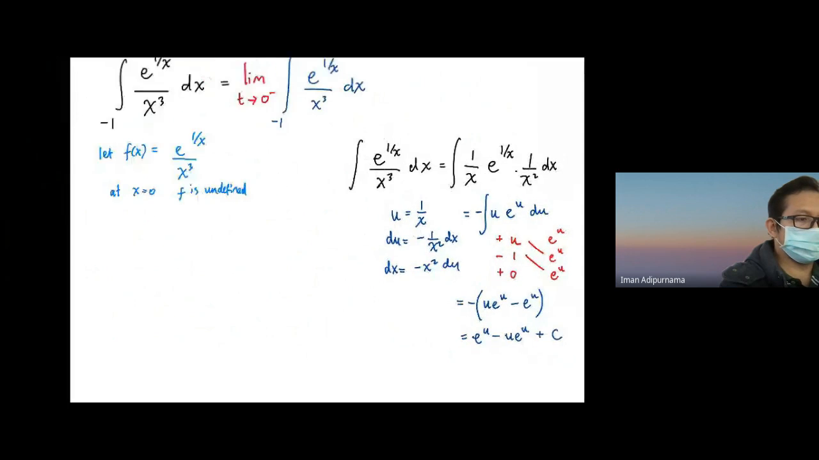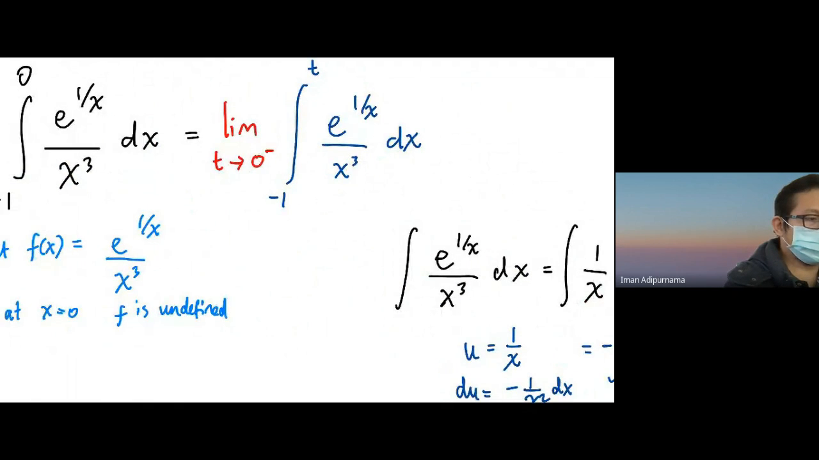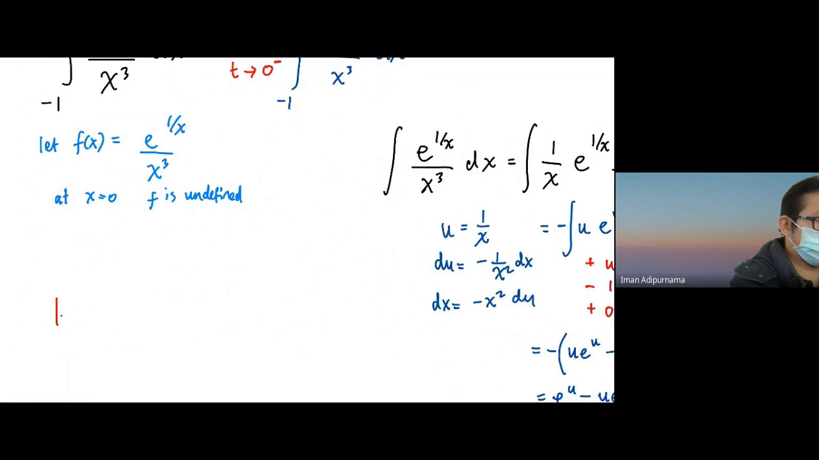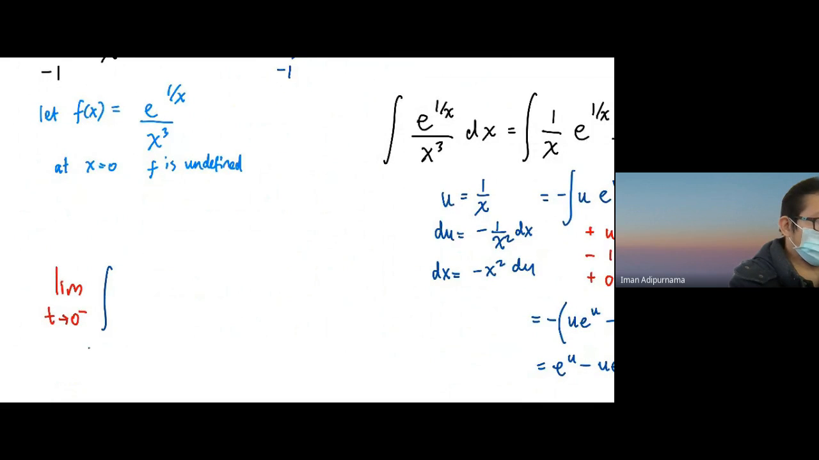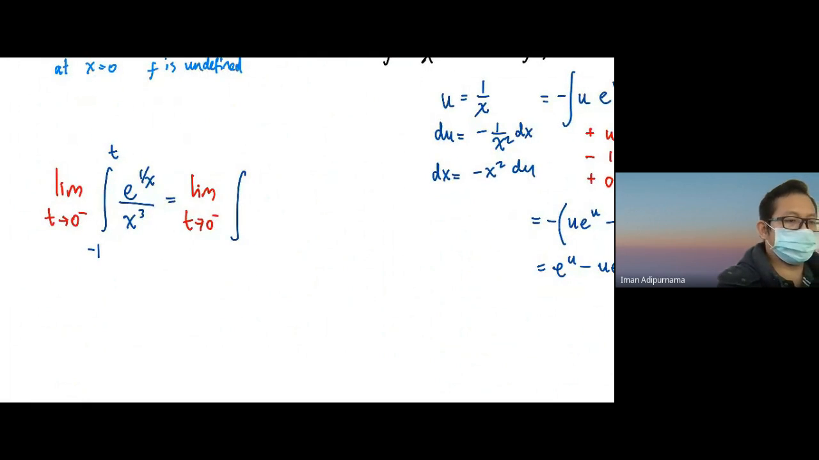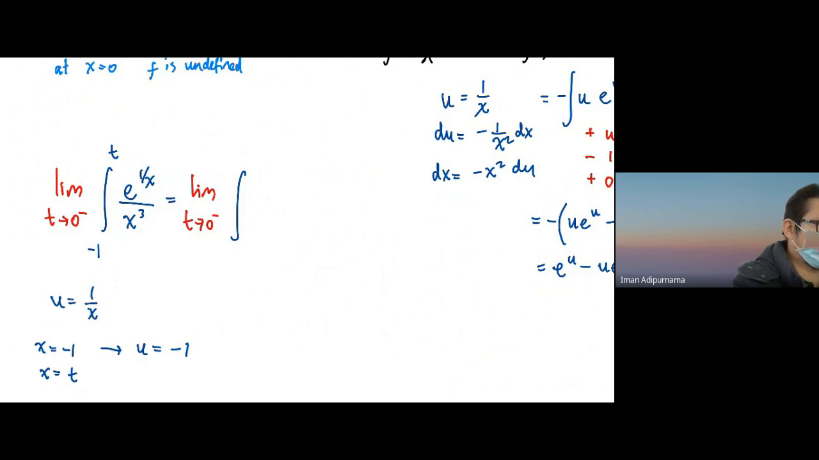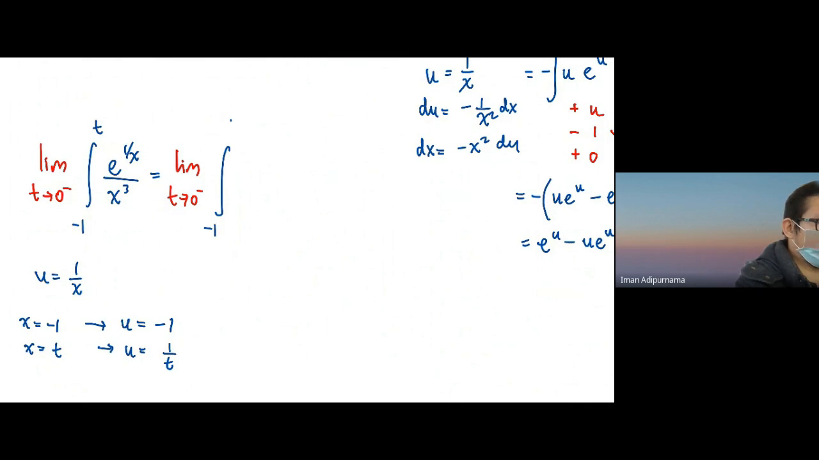Now to solve this, we can exchange the endpoints. Maybe I will write here the limit as t approaching 0 from the negative side. Let me write the whole thing from -1 to t of e to the 1 over x over x cubed. We can still write that, and we can exchange the endpoints. Let's write in terms of u. If u is 1 over x, then when x is -1, u is -1, right? And when x is t, then u will be 1 over t. So we can exchange with -1 and 1 over t.